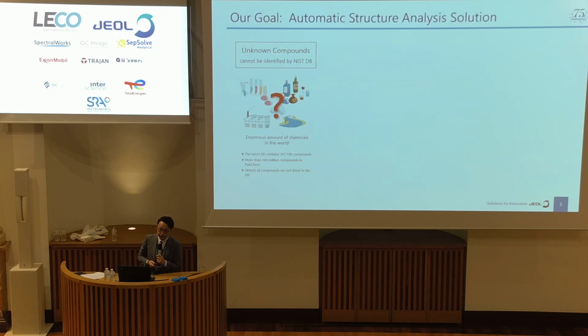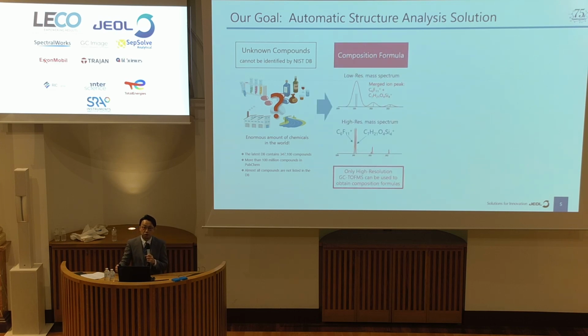Again, there are a lot of unknown compounds in the world. At the beginning, we have to know the composition formula, because we would like to understand the chemical formula directly from the mass spectrum. In that case, we have to use high resolution mass spectrometry. Right now, you can see we can get very beautiful high resolution separations, and we can estimate the composition formula from the EI mass spectrum. The next step should be molecular formula identification.